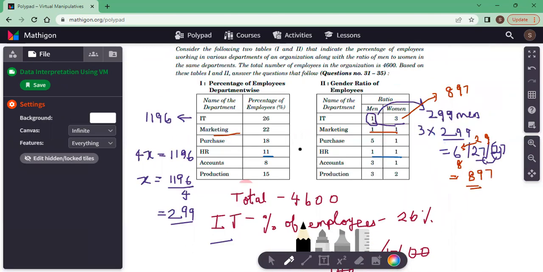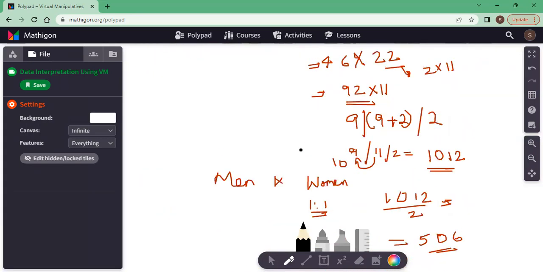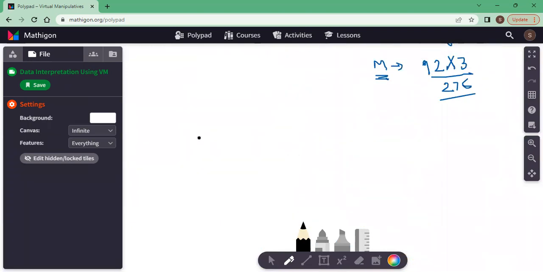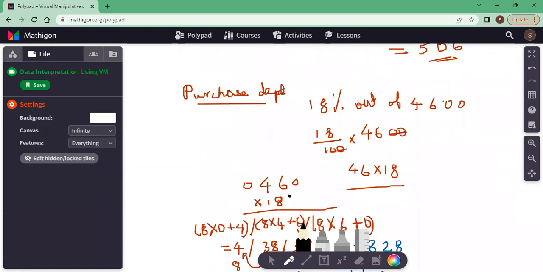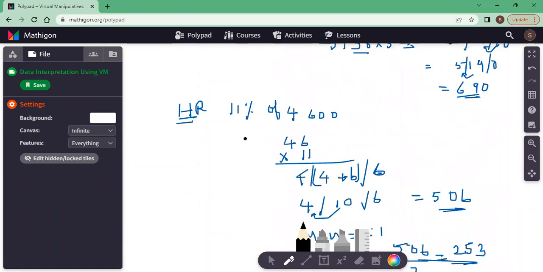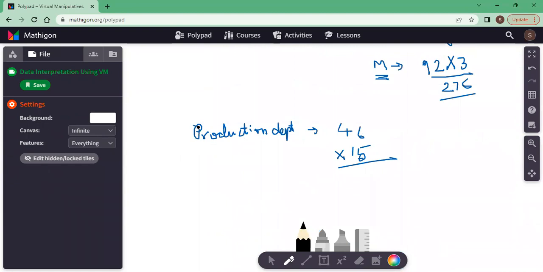Last but not the least, the production department. So we have to multiply 46 by 15 because 15% of 4,600 is required. The procedure you used to multiply 46 into 18 is the same procedure to multiply 46 by 15.